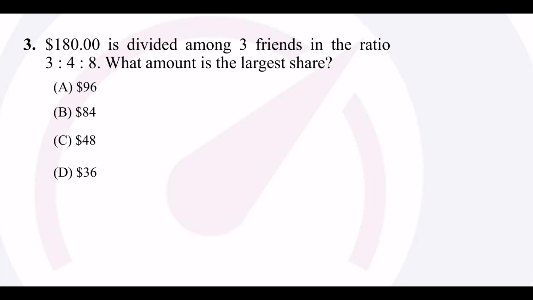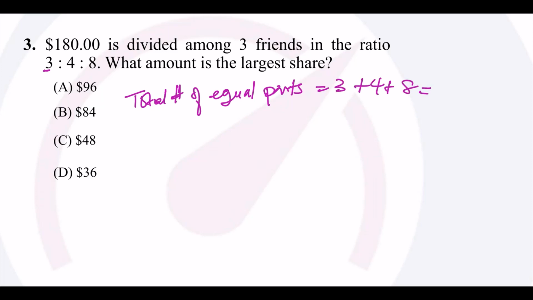Question 3. $180 is divided among 3 friends in the ratio 3, 4, 8. What amount is the largest share? Now we need to know the total number of equal parts. Can anybody tell me how we find the total number of equal parts? Good. We're going to add all the parts. So we have 3 plus 4 plus 8, and that gives us 15.